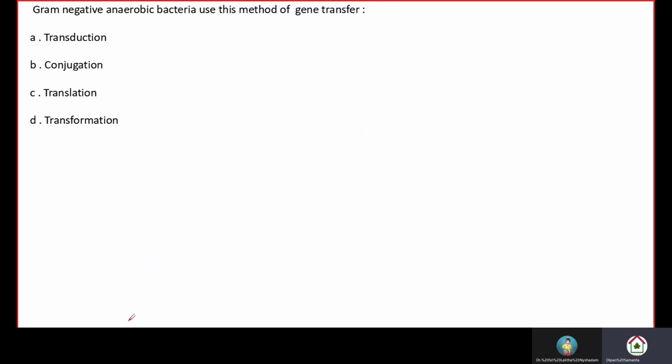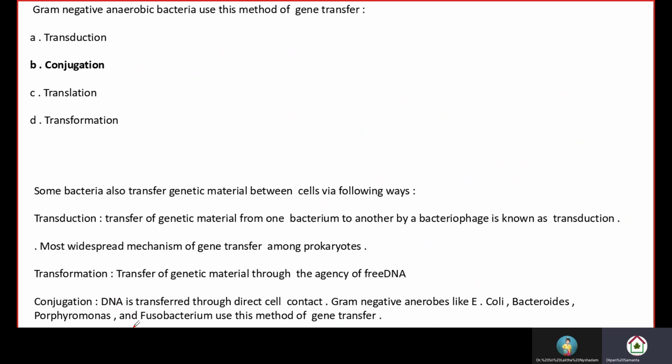Okay, next question. Which method of gene transfer is used by gram-negative anaerobic bacteria? Transduction, conjugation, translation, or transformation? Answer is conjugation. Some bacteria also transfer genetic material between cells by transduction.